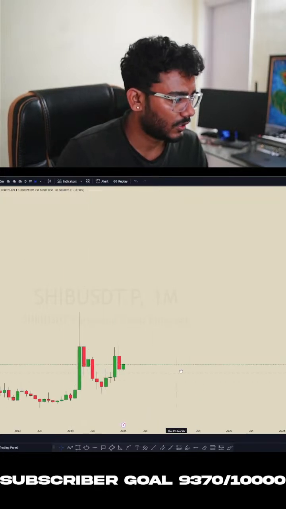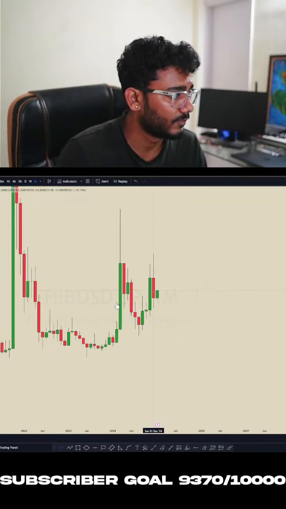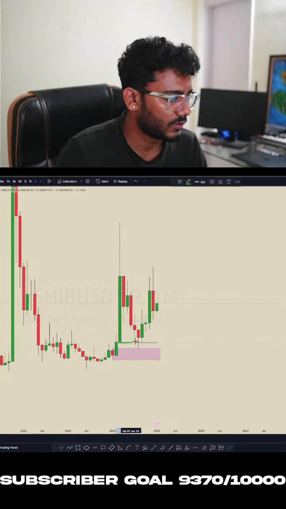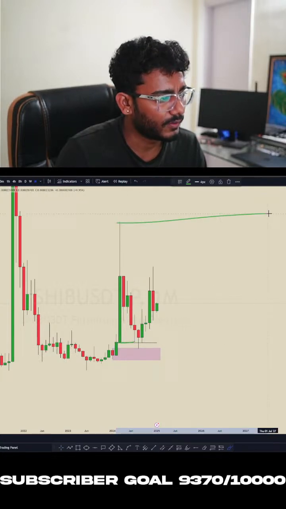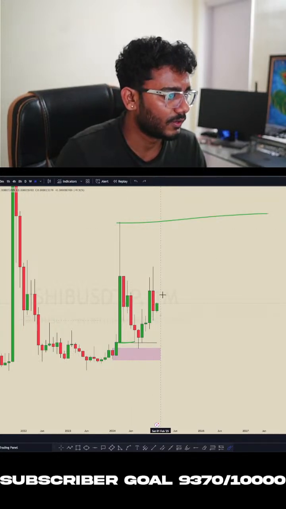If we look at Shiba Inu from monthly time frame, price tapped this monthly order block on Shiba Inu and then it swept this low. When price sweeps this low, it will take buy side liquidity to the upside. But because this is crypto, I don't think price will go above this high, but still it will go to the upside.